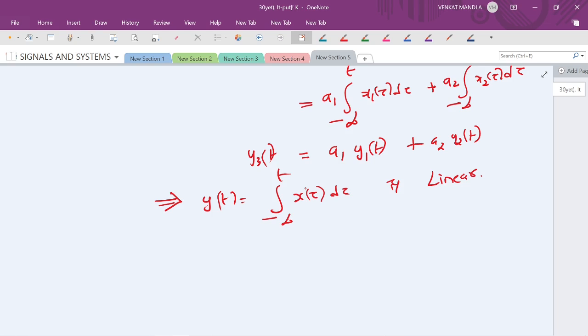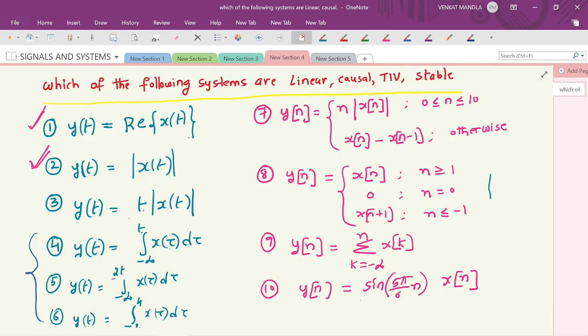Next, time variant or time invariant. This is important; I will explain how to check time variance and time invariance for all these three problems. The linearity condition you can easily check for the other two problems, 4, 5, 6. For problems 5 and 6, linearity is the same; these are linear systems only. You can check.